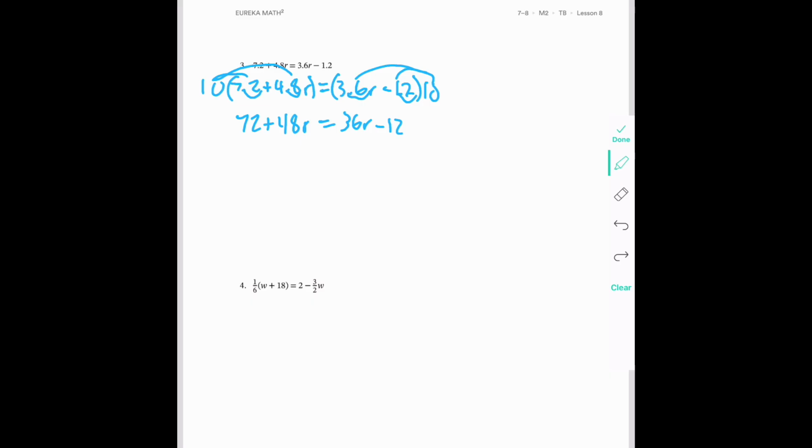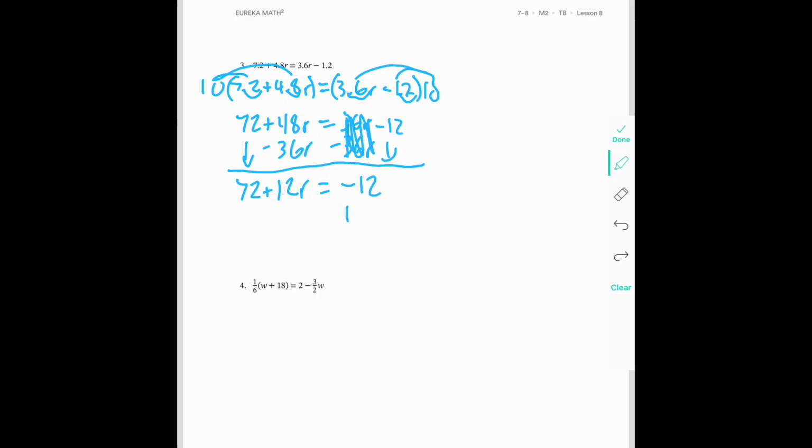All right, so we should have gotten rid of the 36R first, because if you got rid of the 48, you would have ended up with a negative variable. And remember, we don't want negative variables. 48 minus 36 is 12R. You still have the 72, that's plus, equals, you still have the negative 12.